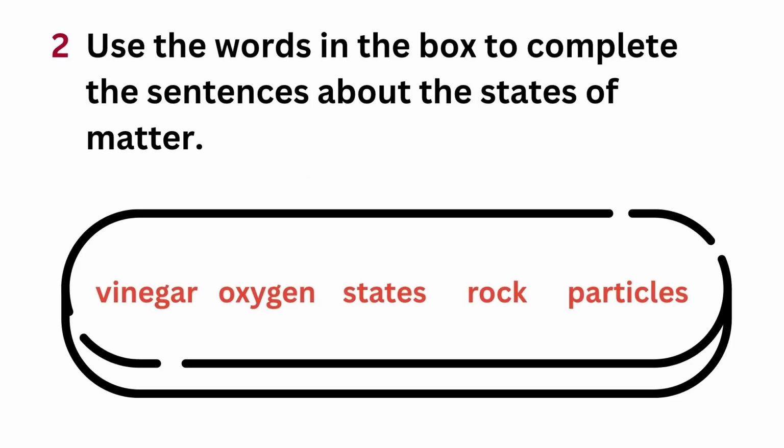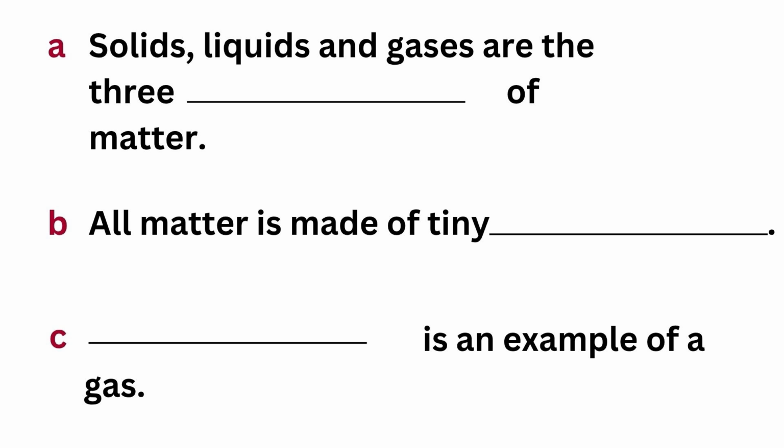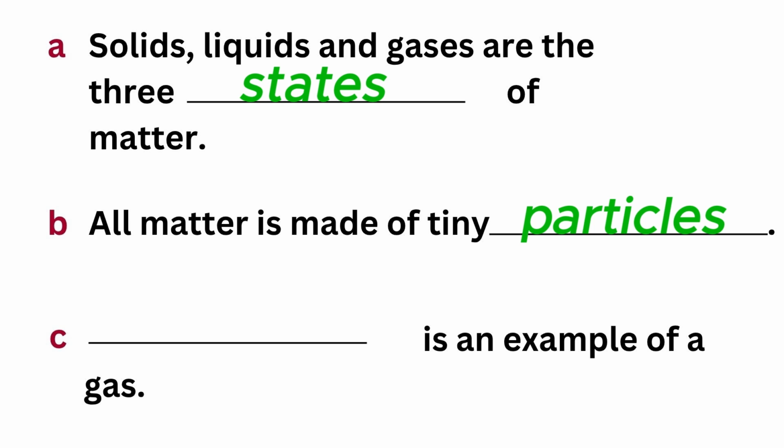Number 2. Use the words in the box to complete the sentences about the states of matter. Vinegar, oxygen, states, rock, particles. A. Solids, liquids, and gases are the three states of matter. B. All matter is made of tiny particles.